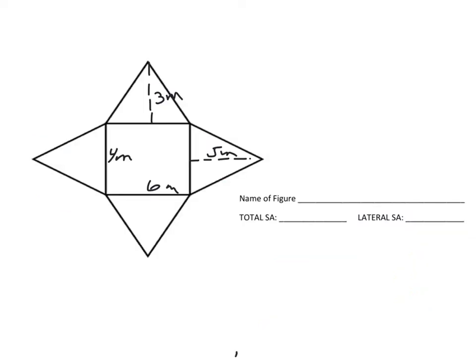All right, so let's think about this figure. When it folds up and those petals fold in, it becomes a pyramid because it comes to a point. Now this is a rectangle for its base, so that means it is, guess what? Rectangular pyramid. Make sure you shade in your base, which would be the rectangle.